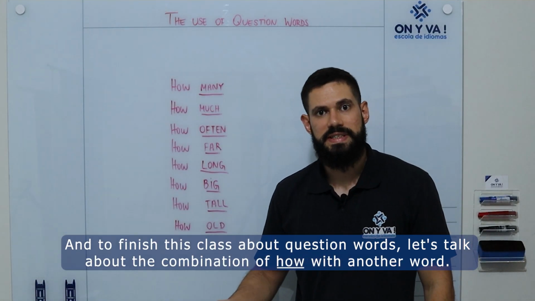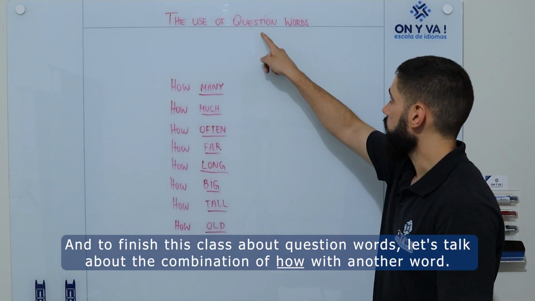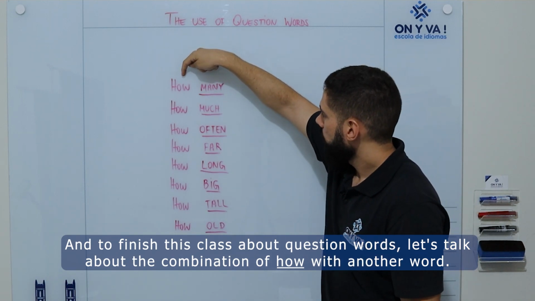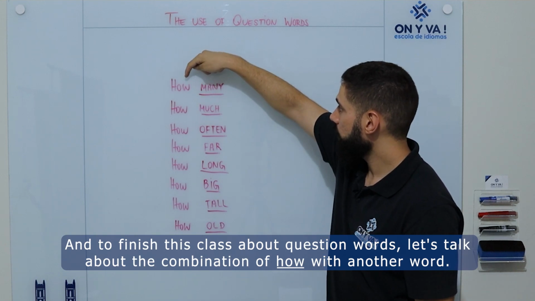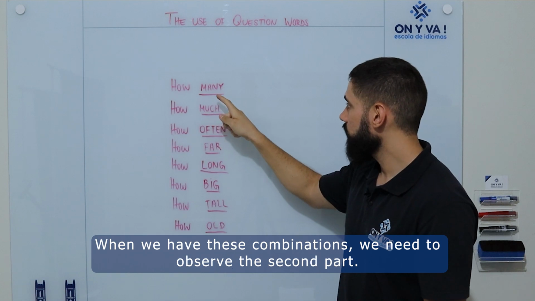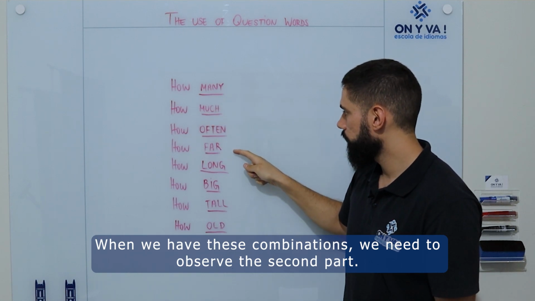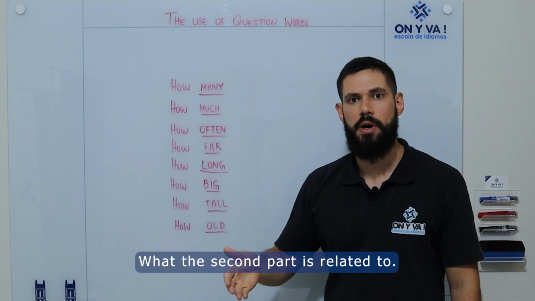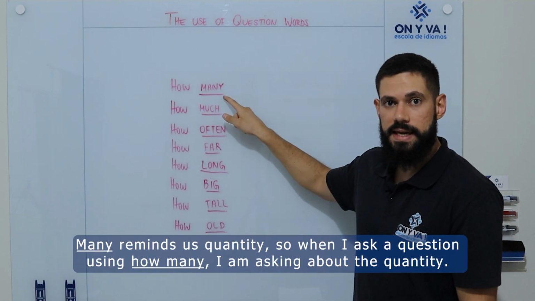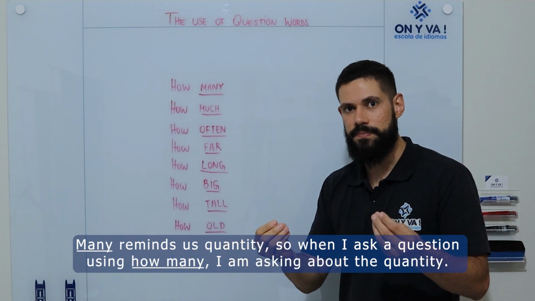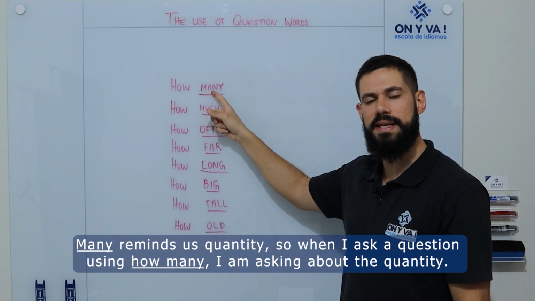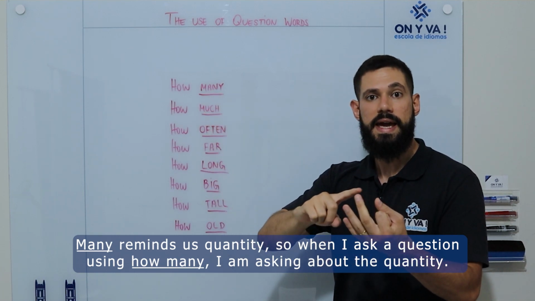And to finish this class about question words, let's talk about the combination of how with another word. When we have these combinations, we need to observe the second part. What the second part is related to? Many. Many reminds us quantity. So when I ask a question using how many, I'm asking about the quantity.